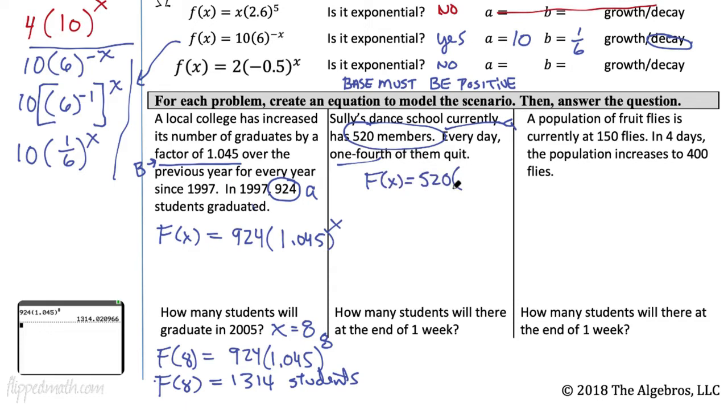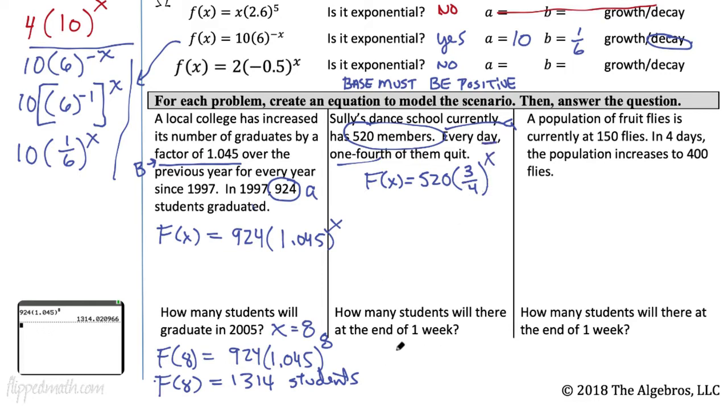So we have to be careful here. I don't want 1/4 of 520. I want to see how many are left. That's what this function is asking, like how many are left. So if you take a fourth away, that leaves 3/4. Sometimes we got to be tricky there. We got to be careful, right? If 1/4 quit, then 3/4 are left. And we're going to raise that to the x power. So how many students will there be at the end of 1 week? And because this is in days, that means I'm going to plug in.